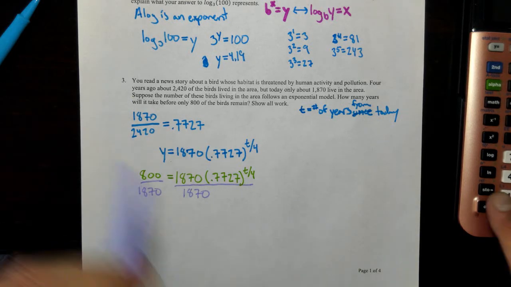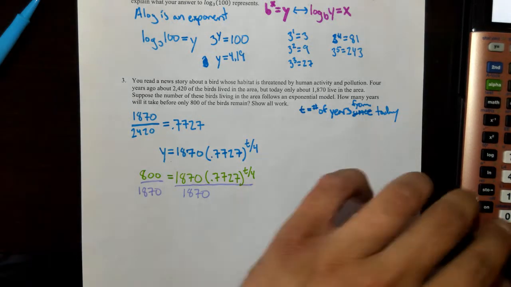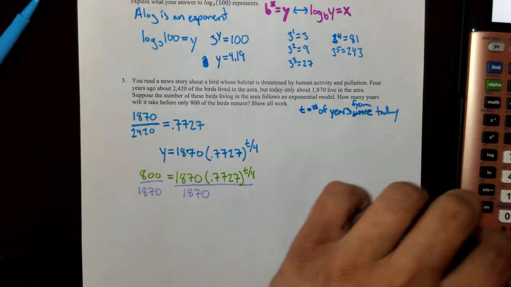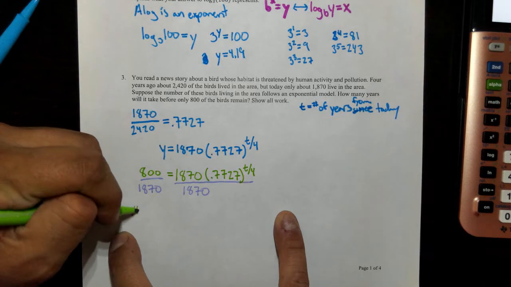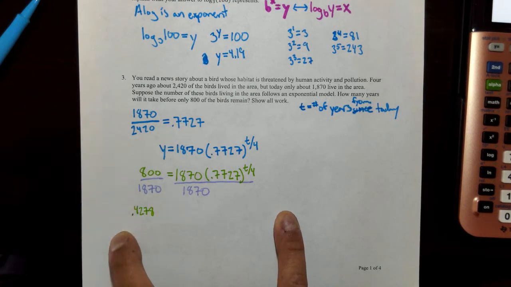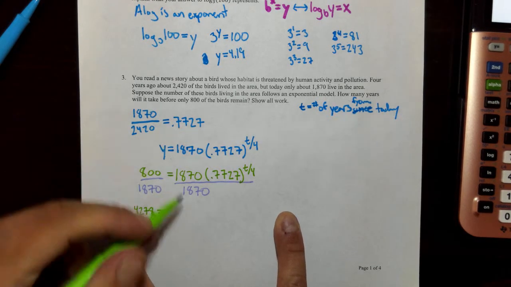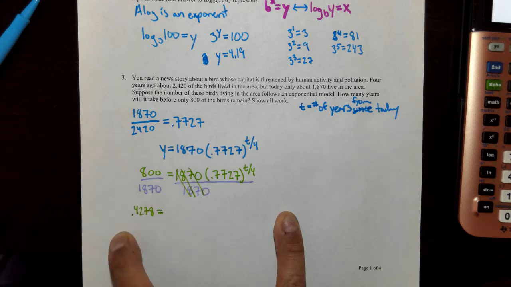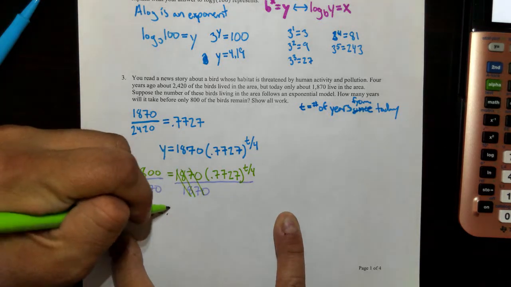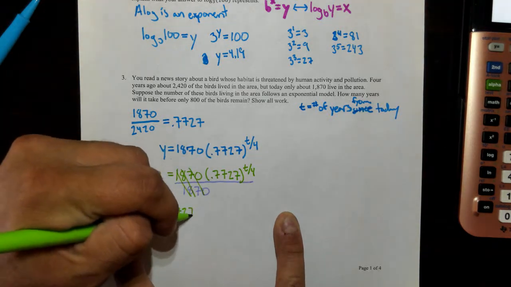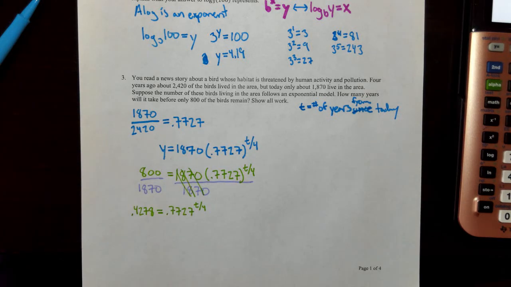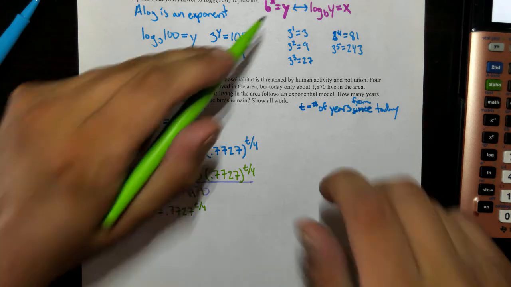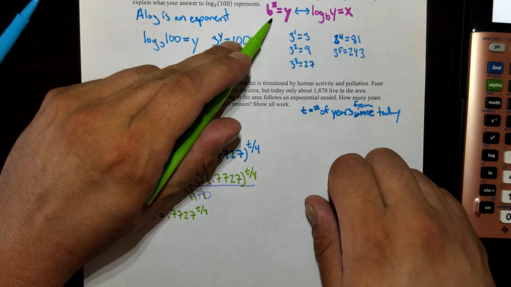So what we have now is 800 divided by 1870. It's going to give us roughly 0.4278 is equal to, now this goes away, which is what we wanted, and we have 0.7727 to the t over 4th power. So from here, notice that we are now in something like this form, b to the x equals y.